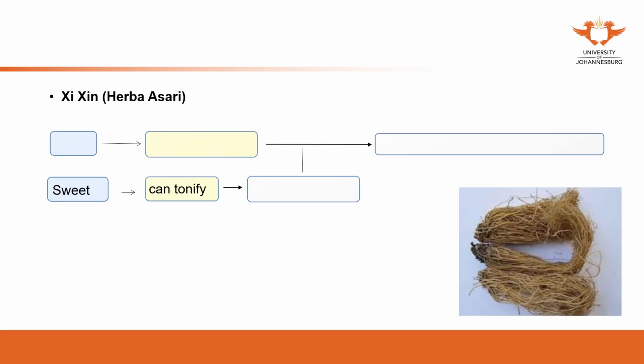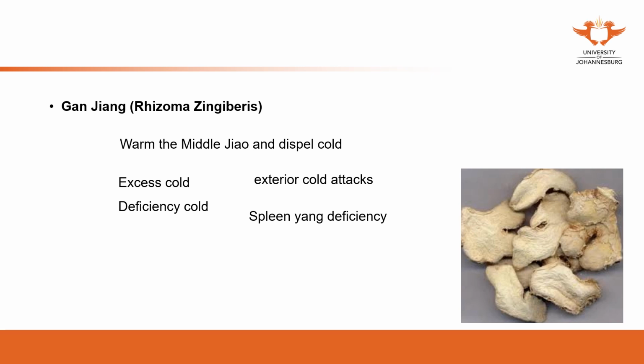白芍 is sour. 杏仁 is bitter. 干姜 is dry ginger. It can warm the middle jiao because of its warmth. It can be used for dispelling coldness, either excess cold or deficiency cold.